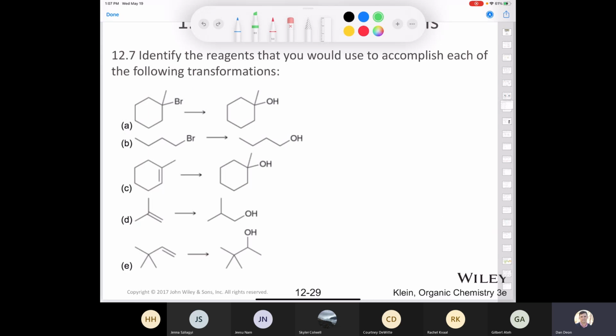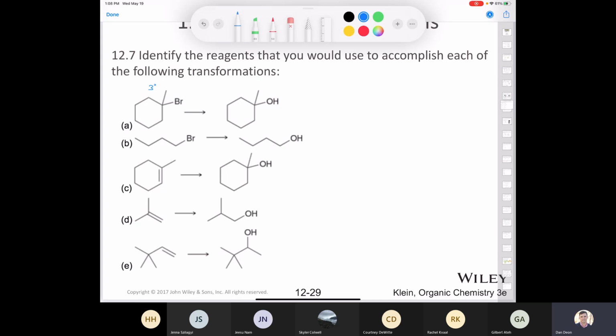These really go all the way back to Organic Chemistry 1. It just says identify the reagents that you would use to accomplish each of the following transformations. Well, if we start with this molecule here, so this is 1-bromo-1-methylcyclohexane, and we want to convert it into this cyclohexanol derivative, so this would be 1-methylcyclohexanol. Well, this is a tertiary alkyl halide, and so we're going to do a substitution reaction, which will occur via an SN1 mechanism.